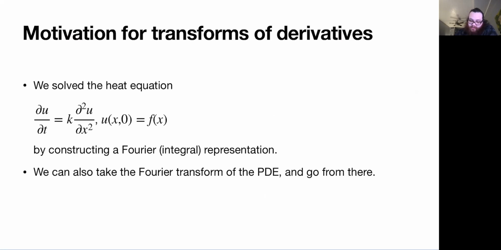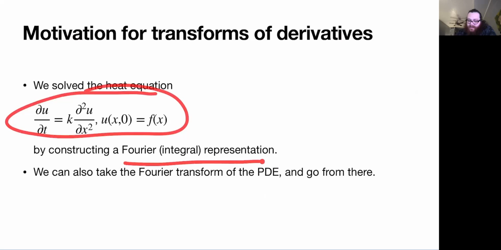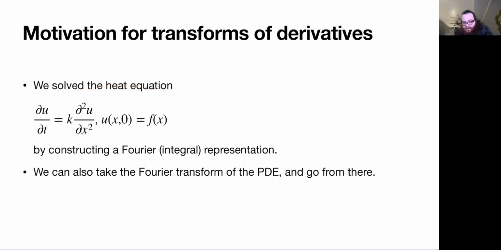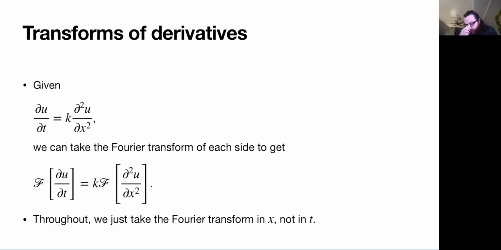As I mentioned, we solved this by explicitly writing out this integral representation. And now we're going to take the Fourier transform of these PDEs and see what pops out. Okay, so here's the PDE we care about. What we're going to do is apply the Fourier transform to everything, essentially. So on the left, we're going to get the Fourier transform of the time derivative. k is a constant, right? You can pull it out of the integral.